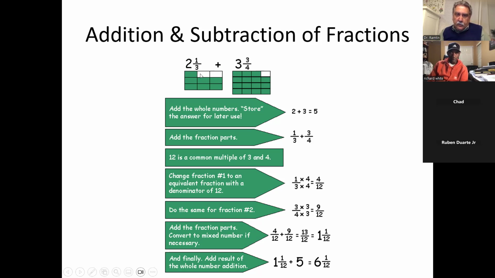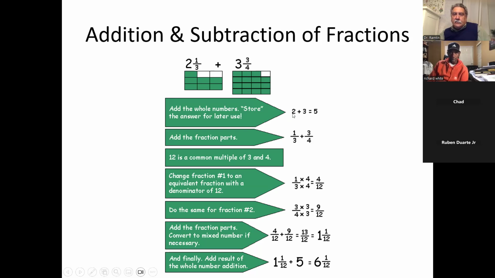This is 2 1/3, so you have 2 whole rows and 1/3 of a row that are green. And 3 3/4, you have 3 whole rows and 3/4 of a row green. We want to add these two fractions. Don't worry about visualization. That's just to help you understand. I don't ask you to draw pictures.